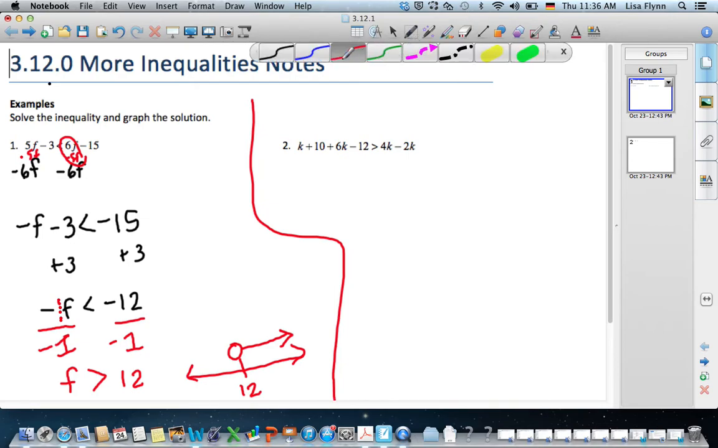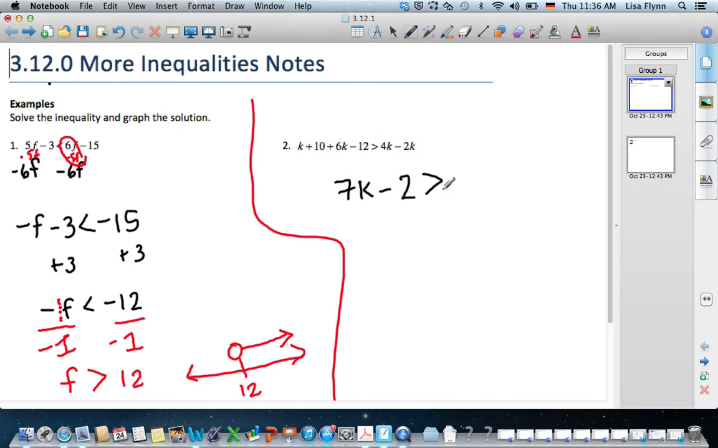It's a good idea for you to press pause on the podcast and try working them yourself and then check with us. Okay, so let's start by simplifying the left-hand side, collecting like terms. So k plus 6k, we have 7k. 10 minus 12 is minus 2. And on the other side, we've got 4k minus 2k, which is 2k. Now to move some things around, just like in an equation. So let's subtract 2k from both sides. Now I have 5k minus 2.